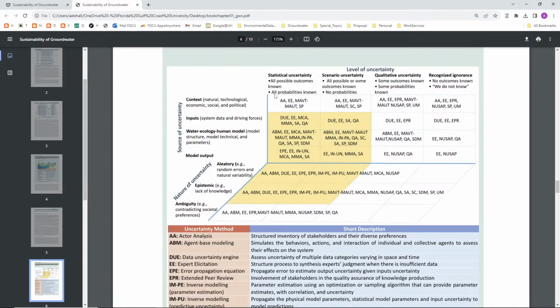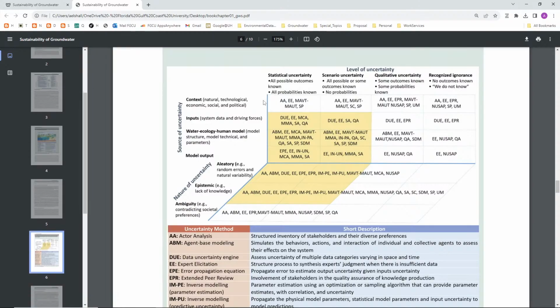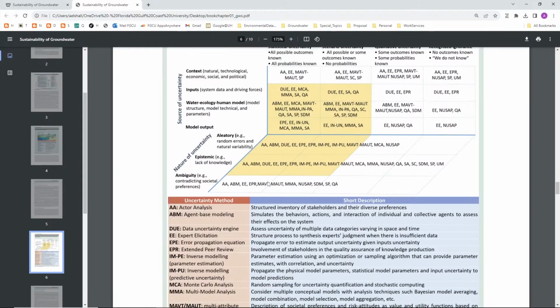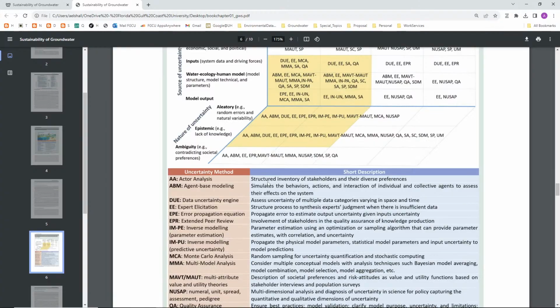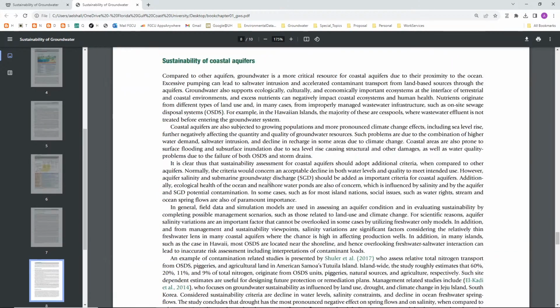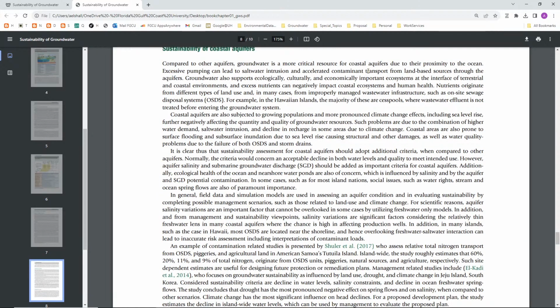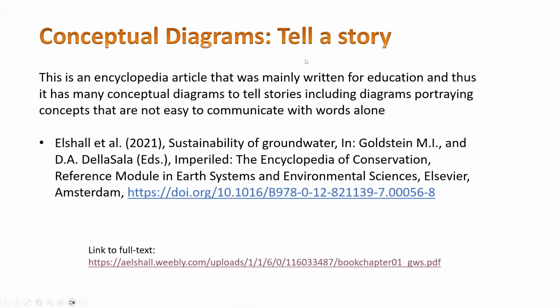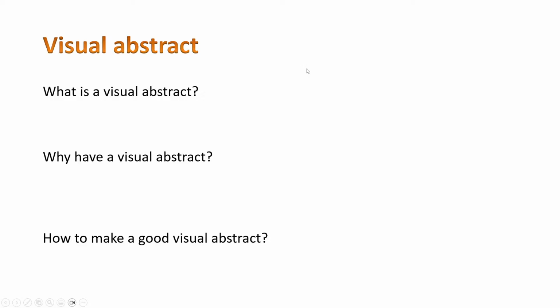with a figure. Again, I'm not going to go through this figure one by one. You can look at it on your own, about the level of uncertainty, sources of uncertainty, and nature of uncertainty. So you see here, this is another thing. Each of these figures is telling a story.